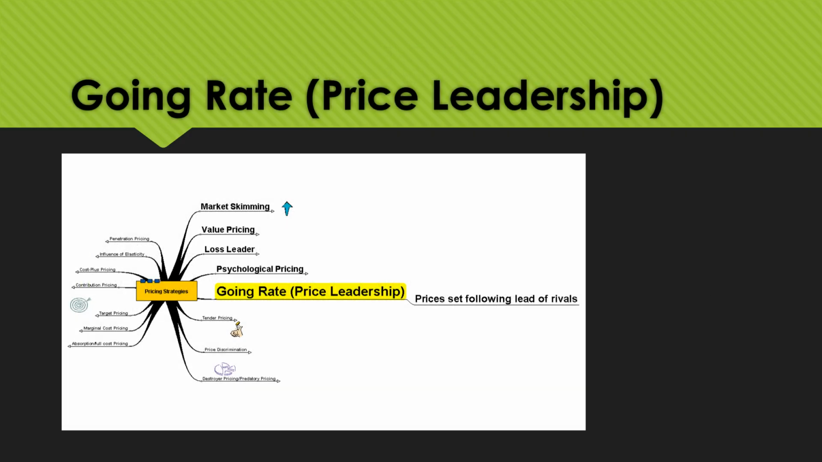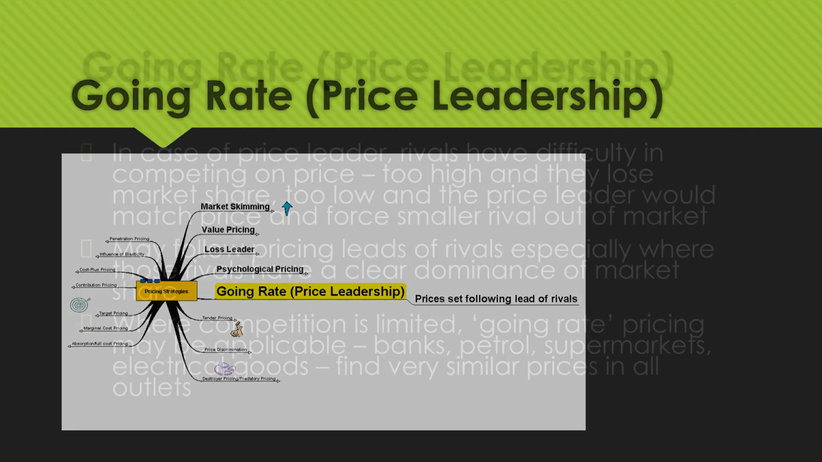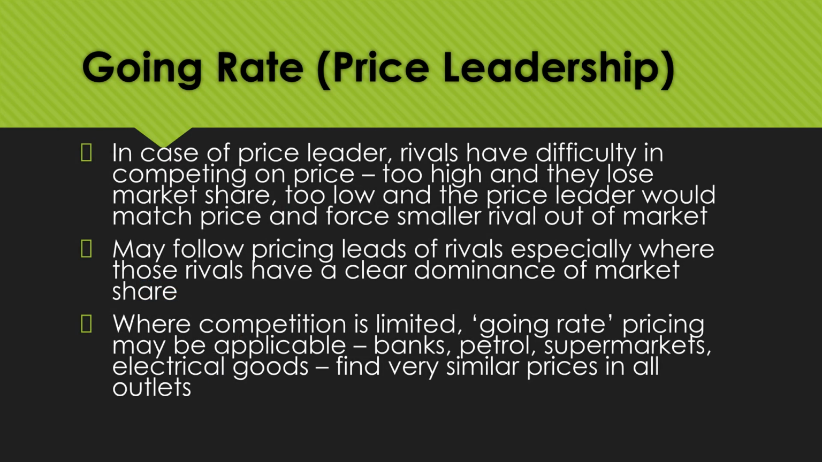Going rate pricing, or price leadership, occurs when a firm sets its prices based on the prevailing rates of major competitors in the market. In industries with limited competition, such as fuel or banking, firms often follow the lead of a dominant player. Setting prices too high risks losing market share, while setting them too low can trigger a price war.